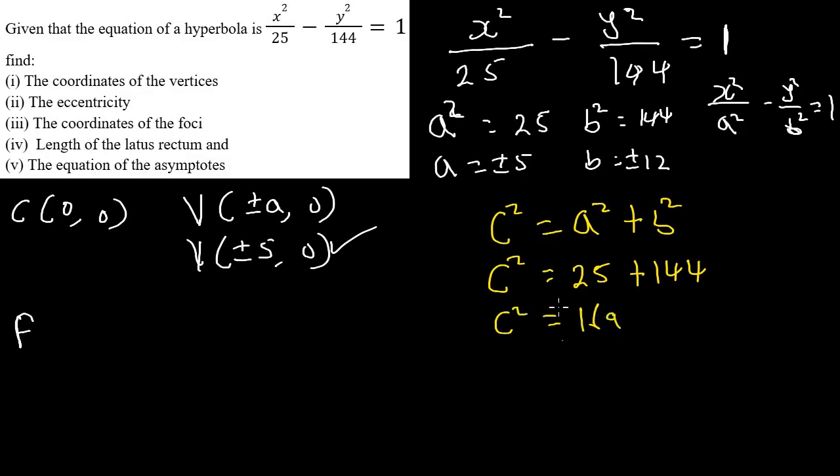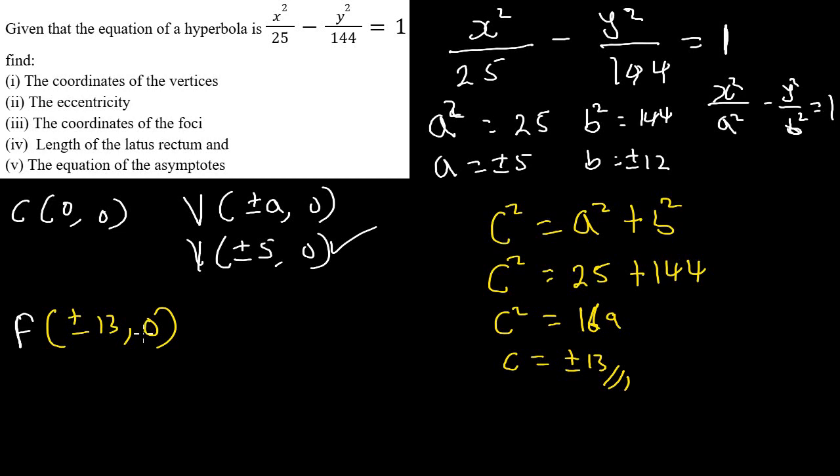So if we take the root, this is 36, alright? If we take the root, c will be plus or minus 13. The root of 169 should be 13. Excellent. So since c is 13, the coordinates of the foci will be plus or minus 13, 0, because it should be along the x-axis. Okay, that will be the c.